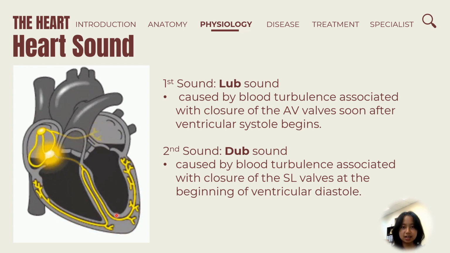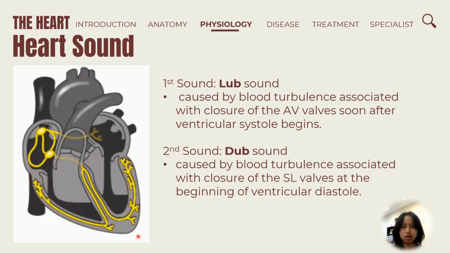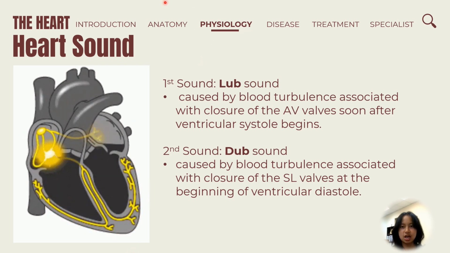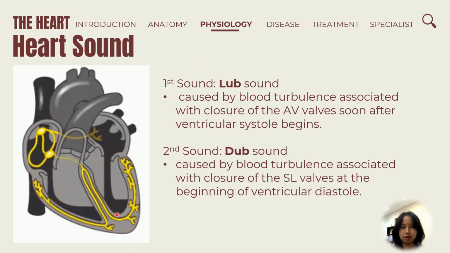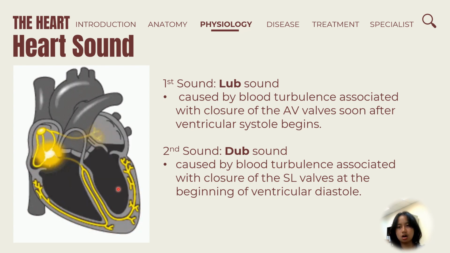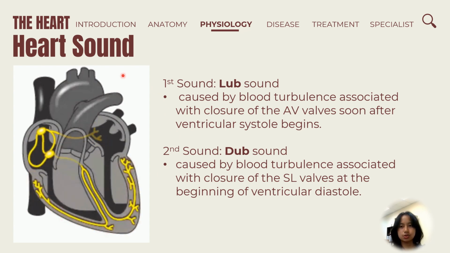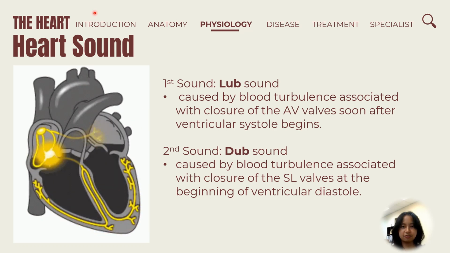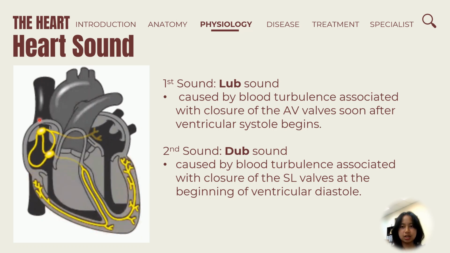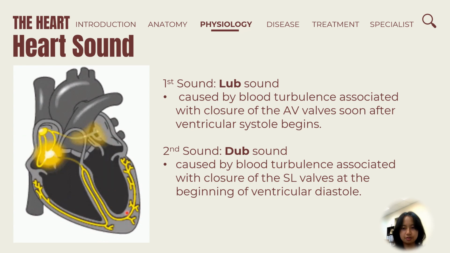The second sound, which is shorter and not as loud as the first, can be described as a dup sound. The second sound is caused by blood turbulence associated with closure of the SL valves at the beginning of ventricular diastole.